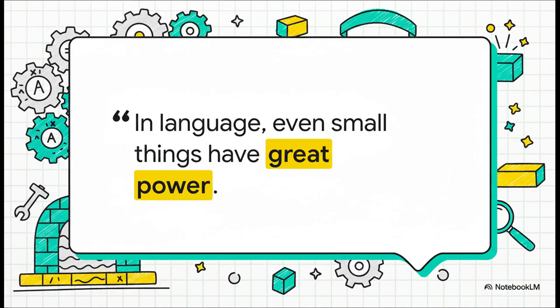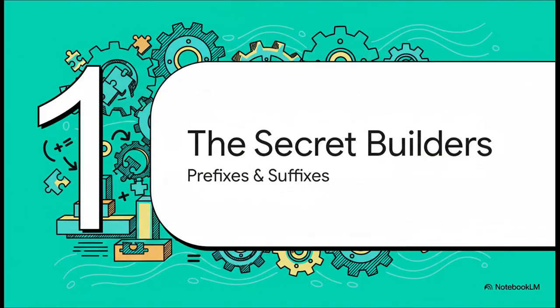Just a few letters, kind of hidden in plain sight, can completely flip, twist, or just expand what a word means. It's amazing. So we're talking about these silent architects of the English language, the parts that are working behind the scenes, shaping everything we say. Let's meet the two main players, prefixes and suffixes.